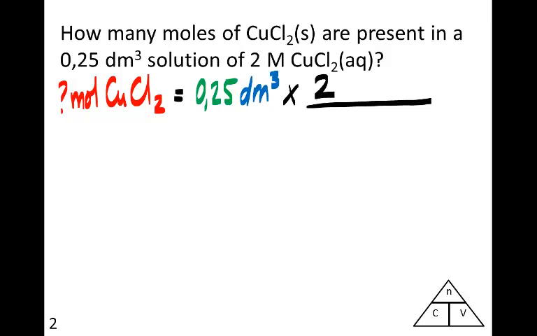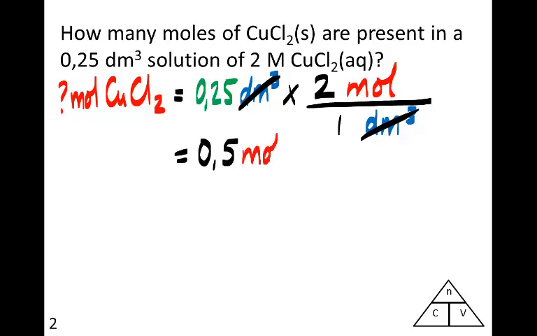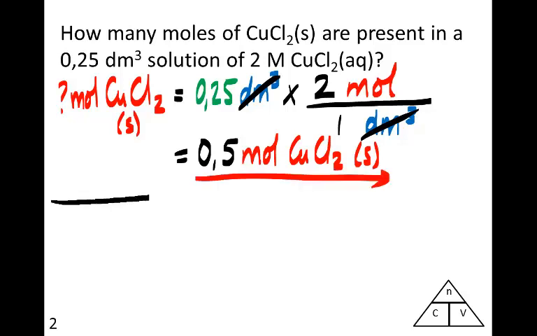2 molar means 2 moles per decimeter cubed, in other words, per 1 decimeter cubed. Decimeter cubed cancel. 0,25 multiplied by 2 is equal to a half. 0,5 moles of copper chloride. Solid copper chloride, the solute. Let's also solve this using the triangle, using the formula.